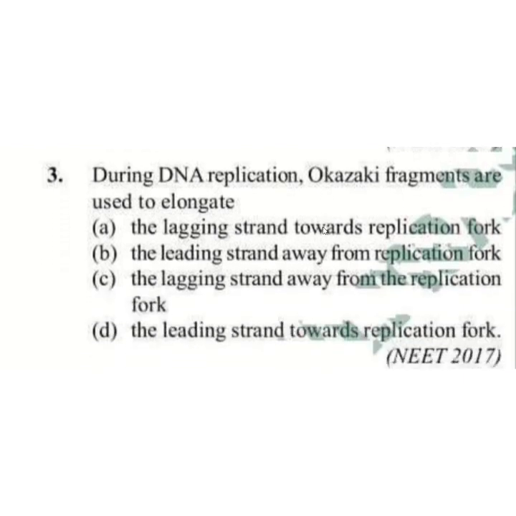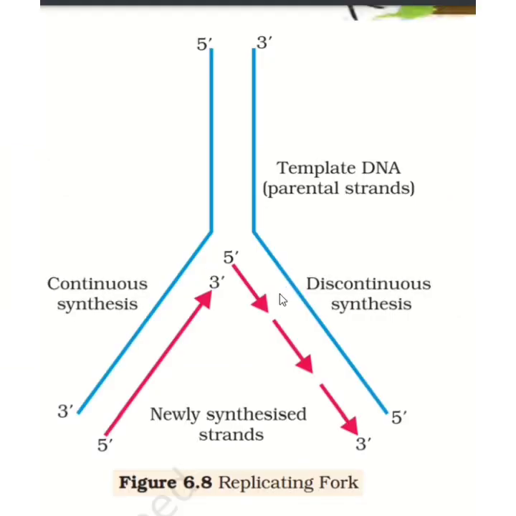Next question. During DNA replication, Okazaki fragments are used to elongate: the lagging strand towards the replication fork, the leading strand away from the replication fork, the lagging strand away from replication fork, or the leading strand towards the replication fork. We know in DNA replication, both of the parental strands act as template.